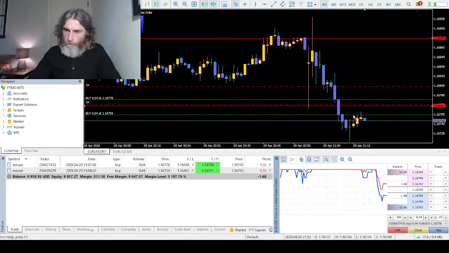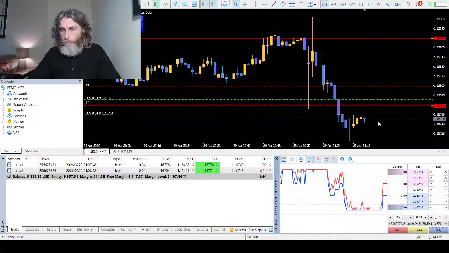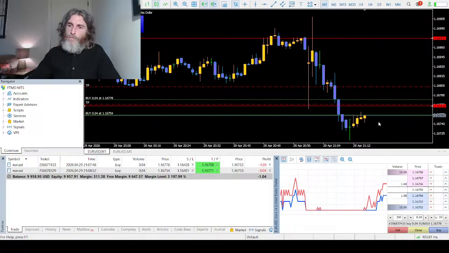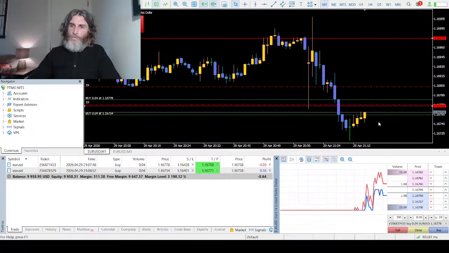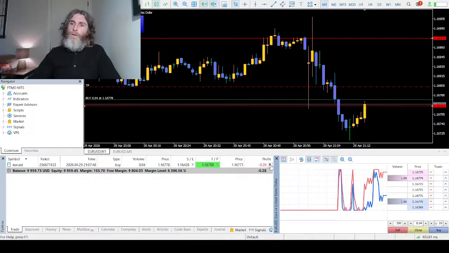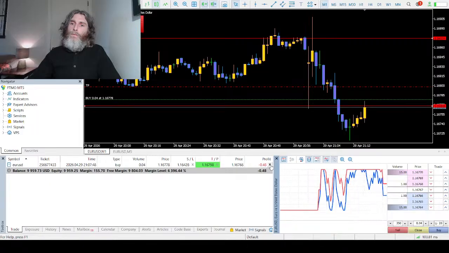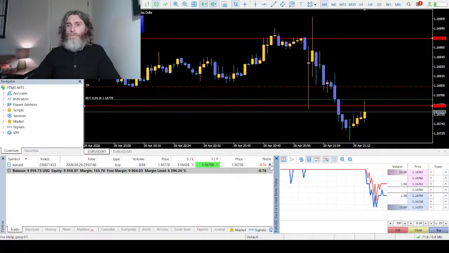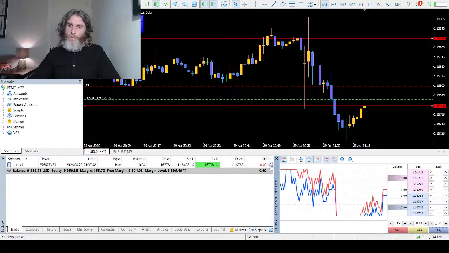So if we can close above these 2 candle highs, then we'd be looking good for a pop up further, but it looks like we're not going to get that just at the moment. Okay, one more pop up, and we'll try and just take that last one off. So we got 2 profitable trades on that.